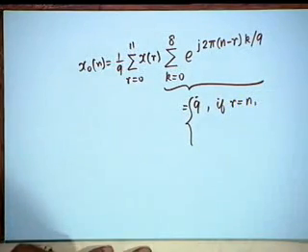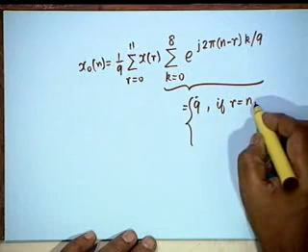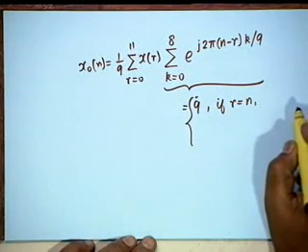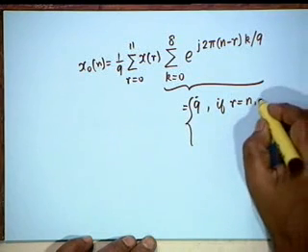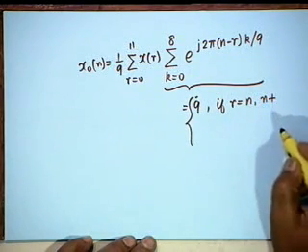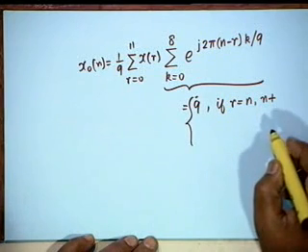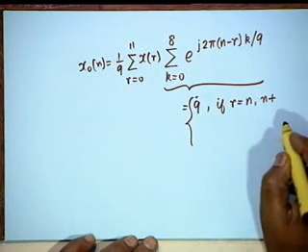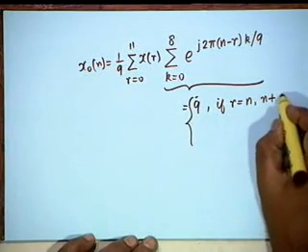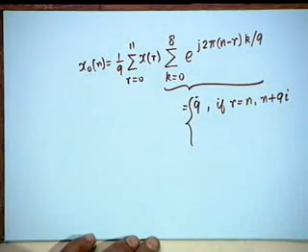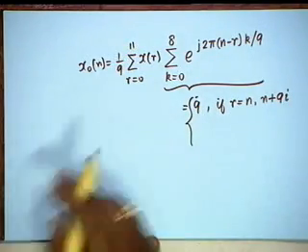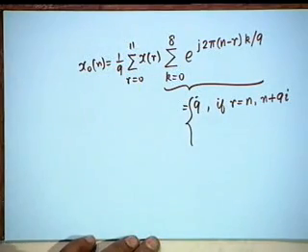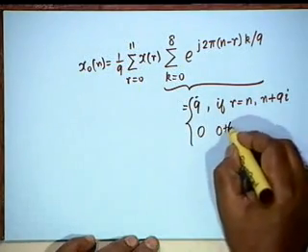Not only that, if small n is increased by capital N, it should not matter. So n plus how many points are there in DFT? In DFT, 9. So 9i, where i is an integer. Okay, this is needed. If you ignore this, then you will run into problem. You cannot compute all the x0 n's, and it is 0 otherwise.